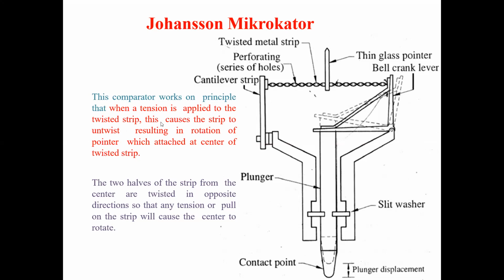When tension is applied to the twisted strip, it causes the strip to untwist, resulting in rotation of the pointer, which is attached at the center of the twisted strip. That is the principle used here. If you observe, the two halves of the twisted metal strip are twisted in opposite directions. This is one direction and this is the other, clockwise and anti-clockwise, right?